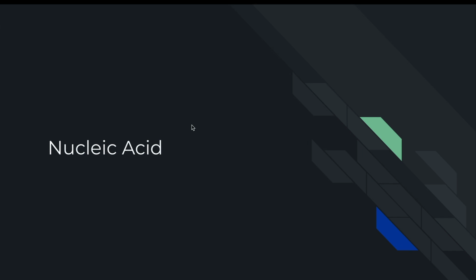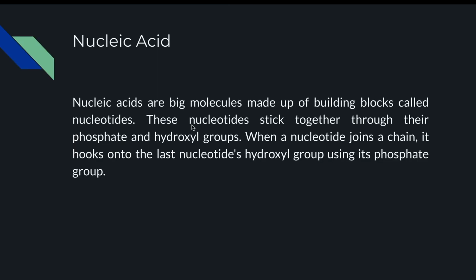Now, let's move on to nucleic acids. Nucleic acids are big molecules made up of building blocks called nucleotides. These nucleotides stick together through their phosphate and hydroxyl groups. When a nucleotide joins a chain, it hooks onto the last nucleotide's hydroxyl group using its phosphate group.